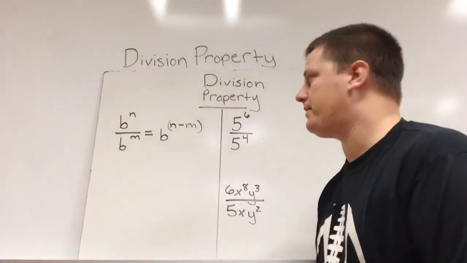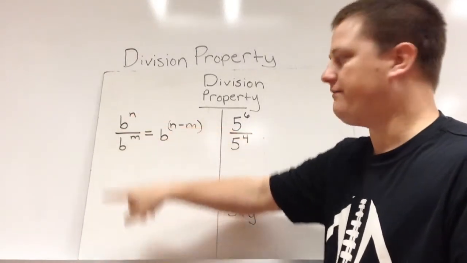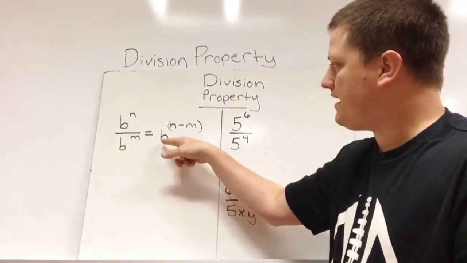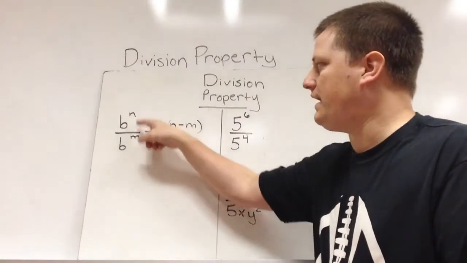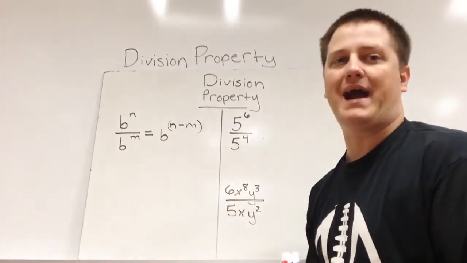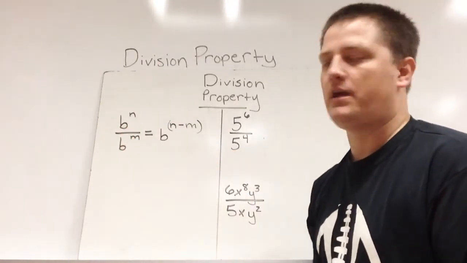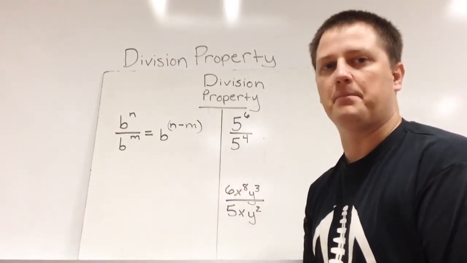So the division property basically looks like this. Base to the power of n divided by base to the power of m is the same as base to the power of n minus m. So basically you can take the exponents, subtract them in a division problem, if you have the same base, that is, and you can write it in a much simplified form.